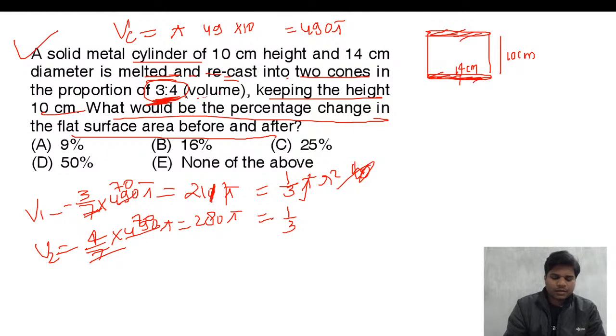1/3 pi r square h. Is anyone getting an answer there, guys? I hope you guys are trying this question. Fine. So okay, we'll see. Basically we'll require pi square only now, so that we don't need to worry.